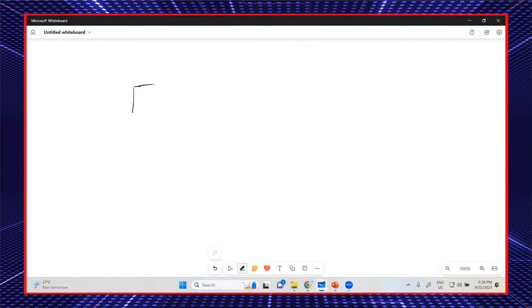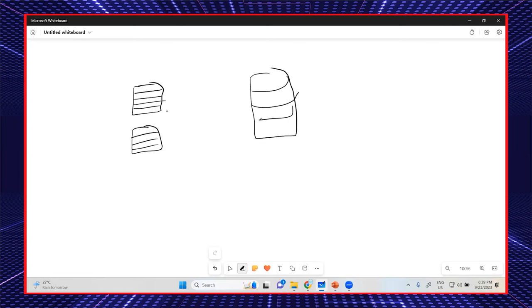So maybe this is my data, simply said, the database. Files, different files, right? All the files can be stored in the database. Maybe multiple files. This is file one. This is file two. All the information can be stored in the database. Am I right, guys?